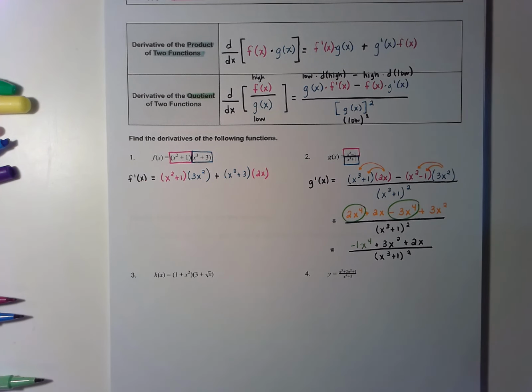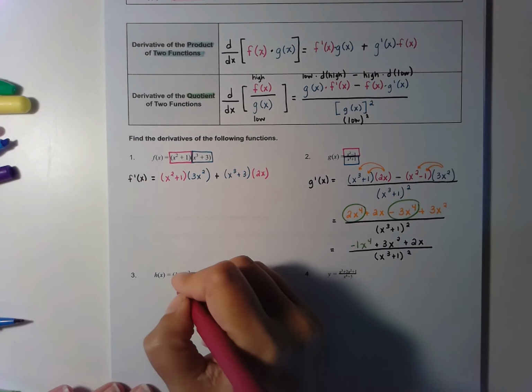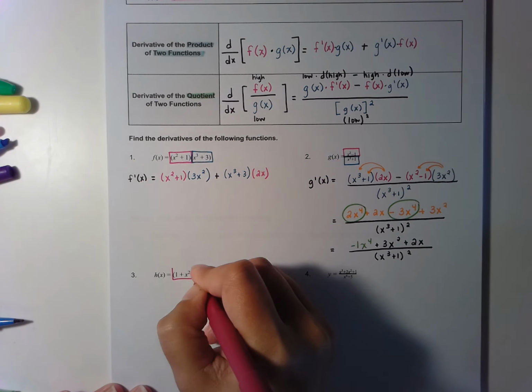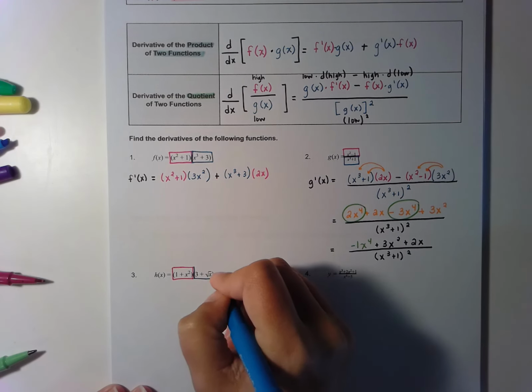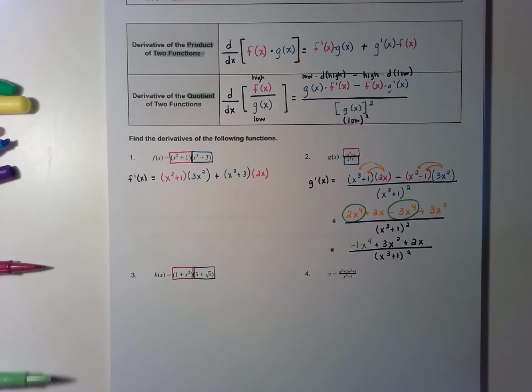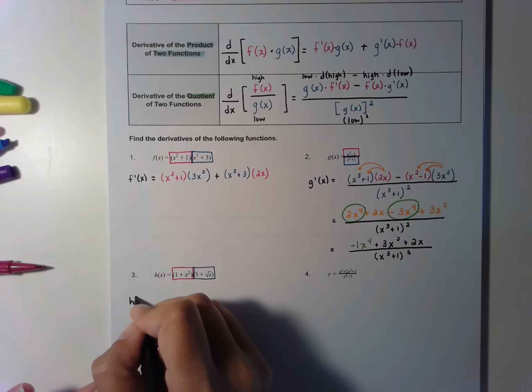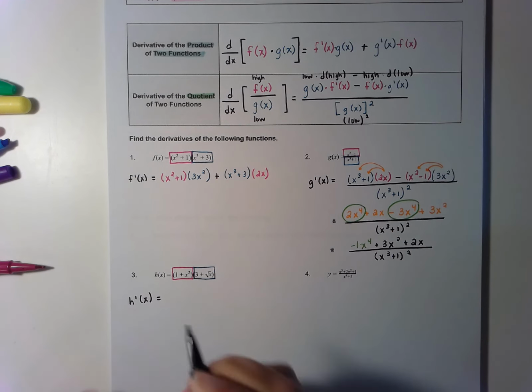For problem number 3, I know that this is the product of two functions because I have a multiplication between two sets of parentheses. So I'm going to use my product rule here. And the product rule says everybody gets to take a turn being the derivative.